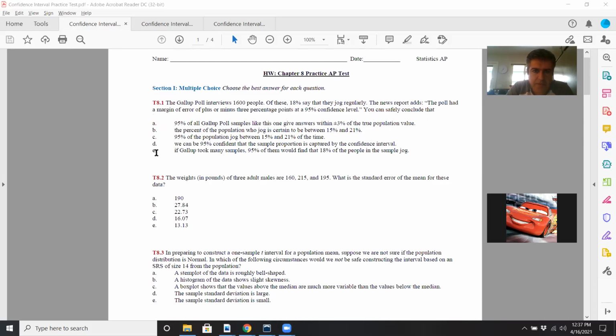Where I was a little confused was between... yeah, I think E would make the most sense. Yeah, it's not the sample proportion, so D is out. Yeah, now I know why D doesn't work. We can say 9% of the sample proportion is captured? No, the true population proportion is captured. That's how we have to say it. Yeah, D definitely does not work for that one now. It's definitely E. If you repeat it many times, 95% would be captured.